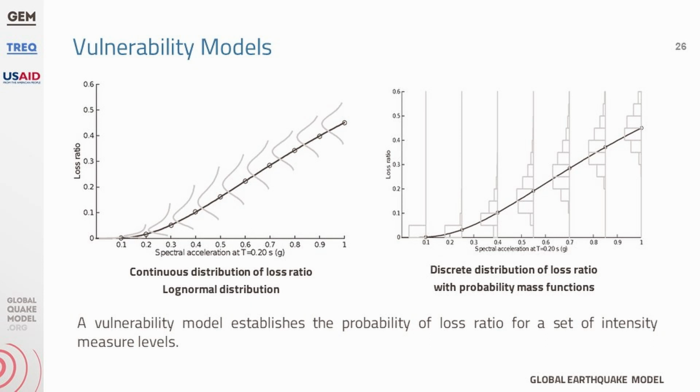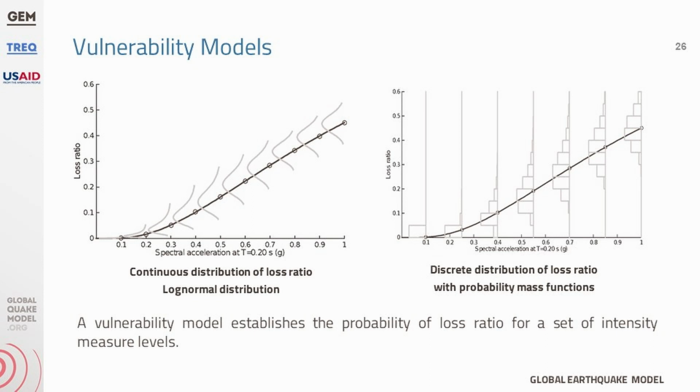In OpenQuake, we have the option to specify vulnerability functions by means of the expected value of percentage of loss and its associated uncertainty. The uncertainty can be specified by means of continuous distribution, for example, log normal or beta distribution, or with a discrete probability mass distribution. There is also a correlation between damage to a structure and the value of the associated loss.